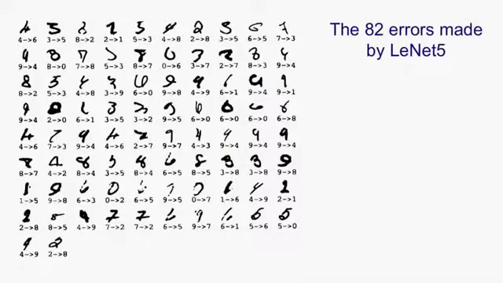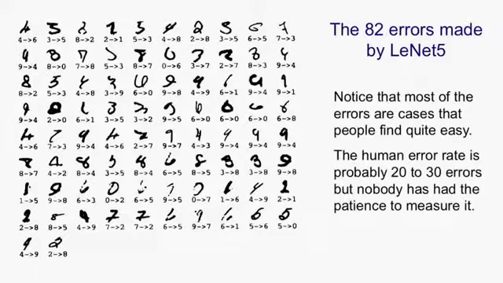Here are the errors that LeNet 5 made, and this shows you that the data it's dealing with is quite tricky. There are 10,000 test cases, and these are the 82 errors it makes, so it's doing better than 99% correct. Nevertheless, most of the errors it makes are things people find quite easy to recognize, so there's some way to go still. Nobody knows the human error rate on this data, but it's probably 20 to 30 errors.